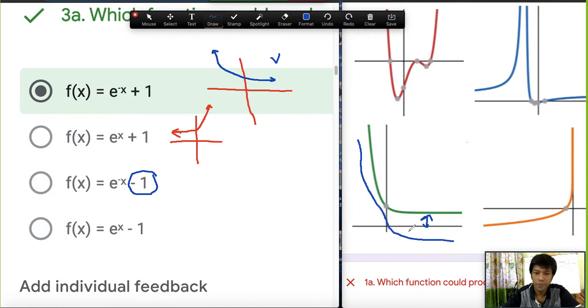Okay, that's why. Suppose if it is minus, then the graph will be this one. The graph moved up. This is how we know that this is plus 1. Same reason, this is minus 1.